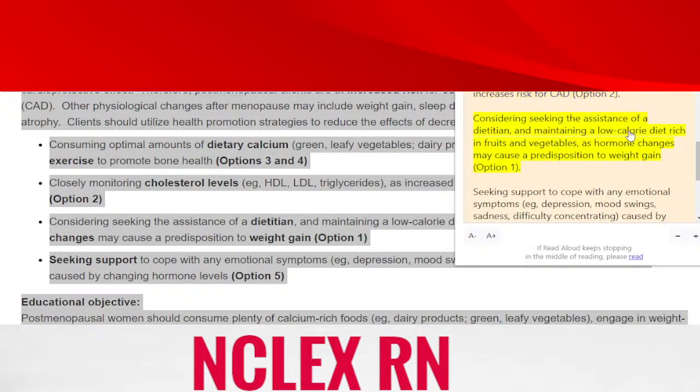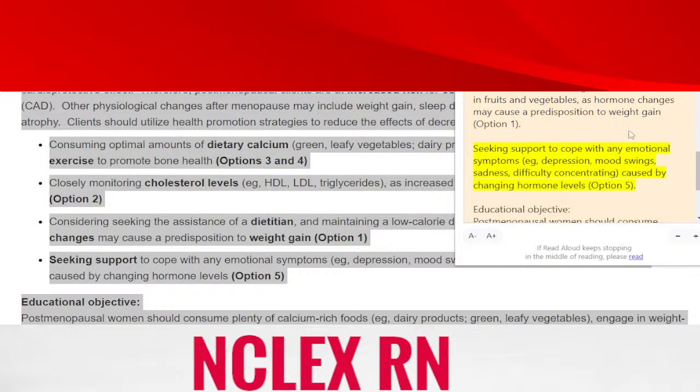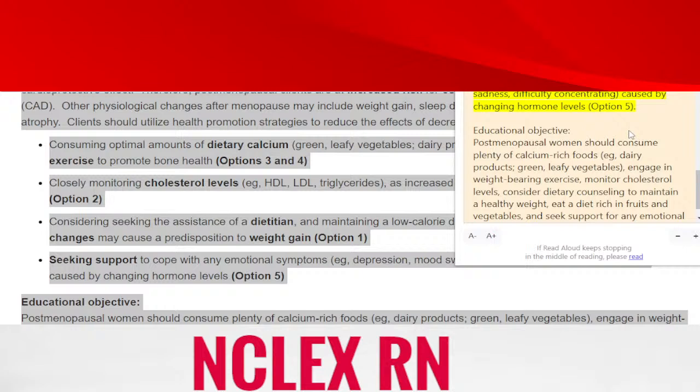Considering seeking the assistance of a dietitian and maintaining a low-calorie diet rich in fruits and vegetables, as hormone changes may cause a predisposition to weight gain, option 1. Seeking support to cope with any emotional symptoms, e.g., depression, mood swings, sadness, difficulty concentrating caused by changing hormone levels, option 5.